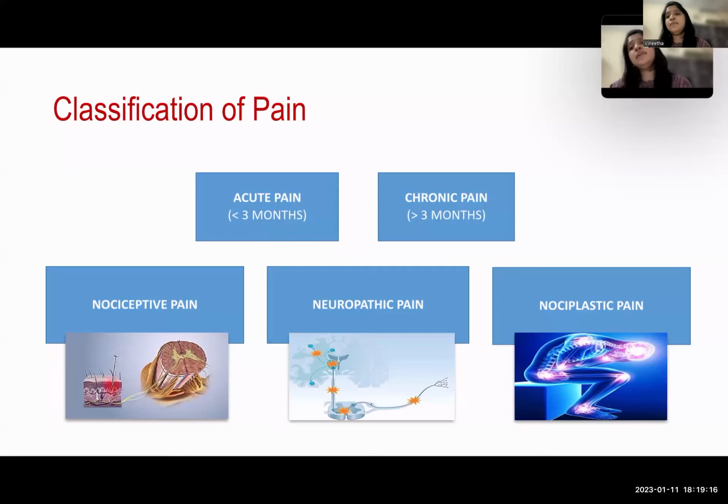So can anybody tell me an example of nociplastic pain? That is, there is no injury to the nociceptor, no injury to the nervous system, no dysfunction of the nervous system, but the patient is having pain everywhere, or altered nociception. So a simple example is persistent post-surgical pain. Yes, persistent post-surgical pain. And another example, phantom limb.